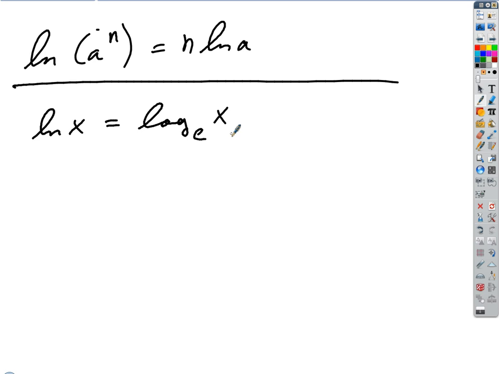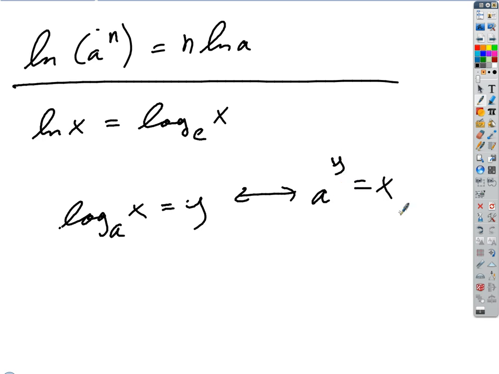Remember talking about bases of logs? If you have a base a log, there are a lot of rules for logs. What's the equivalent exponential statement that we can make? Do you remember how this works? Whenever you have a logarithmic equation, you can always trade that for an exponential equivalent. It would be a to the y equals x. Good.